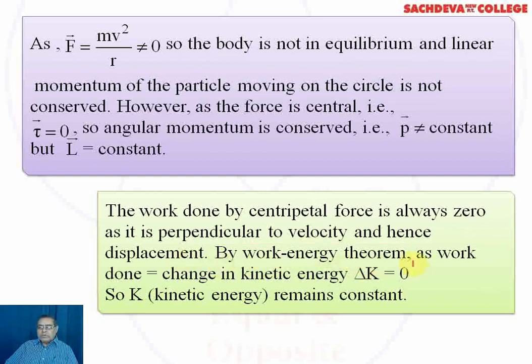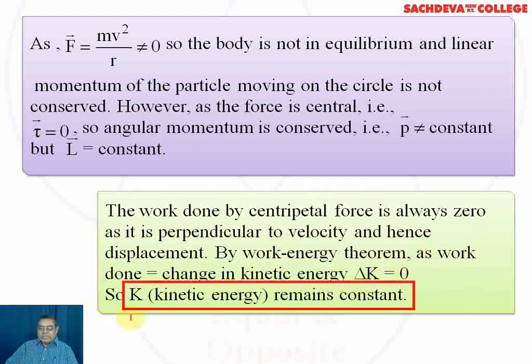When we use the term work energy theorem, we are referring to half mv square minus half mu square, where v and u are final and initial velocities. So by work energy theorem, as work done is equal to change in kinetic energy, delta K will be 0, where K is kinetic energy remaining constant.